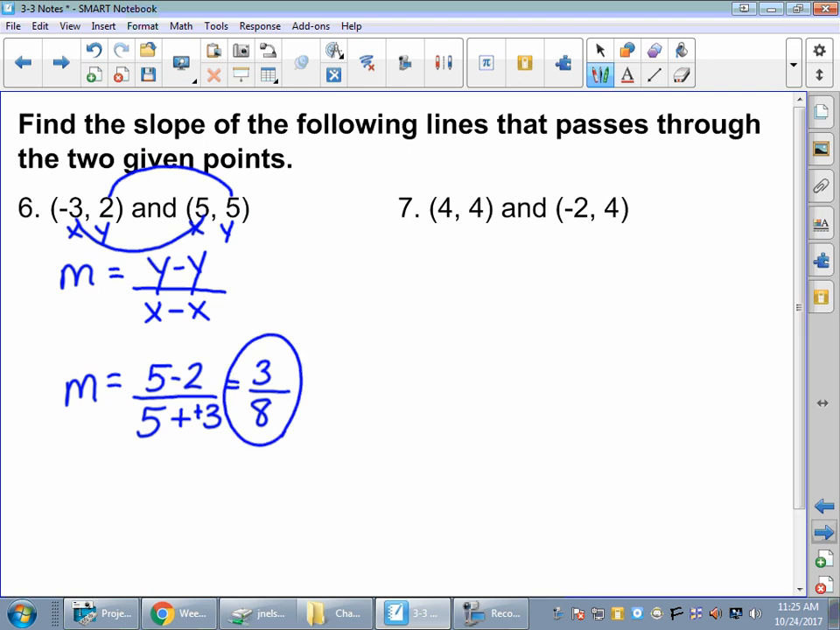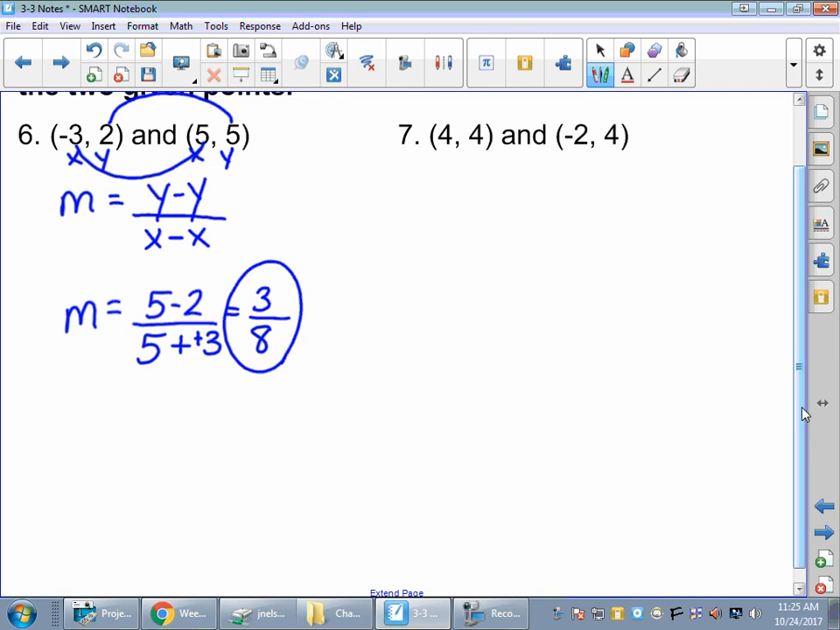What that means is this line rises 3. It goes 3 up for every 8 that it goes to the right. Because they're both positive, it'd be going up 3 over 8 to the right, up 3 over 8 to the right. If I wanted to, I could change that. We always want to keep our slope as positives, but if I was going to graph, I could graph the opposite. So I could say I'm going down 3.